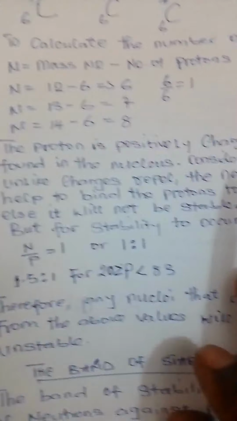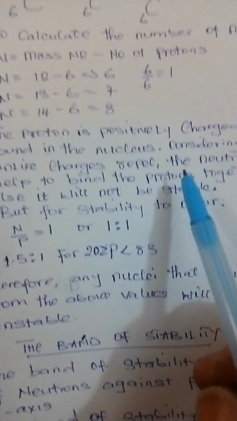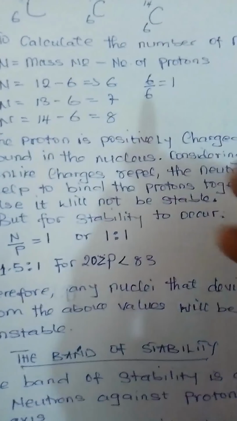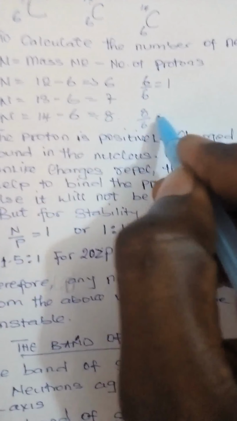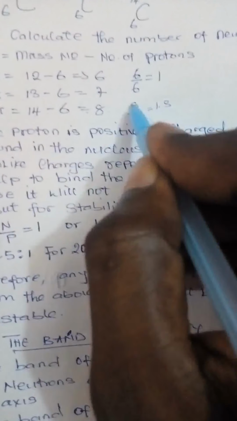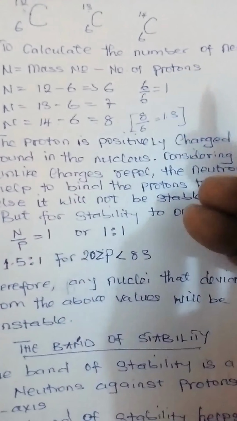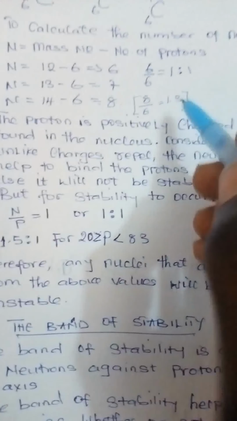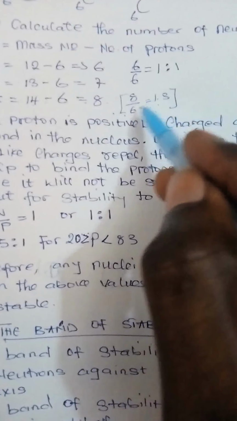Okay. Now, going over to the other one, carbon 14. Carbon 14 has 6 protons. The number of neutrons we are going to calculate by saying 14 minus 6, and that gives us 8. So 8 all over 6 will be giving us around 1.3. So this is unstable. So if I want to represent this in ratio form, I will simply say that this is 1:1.